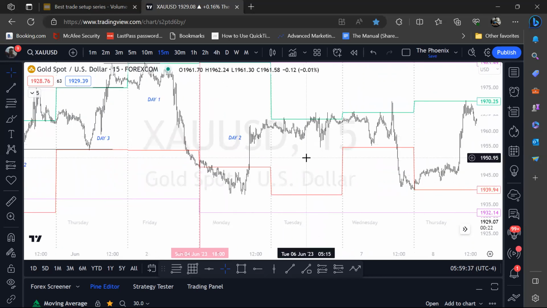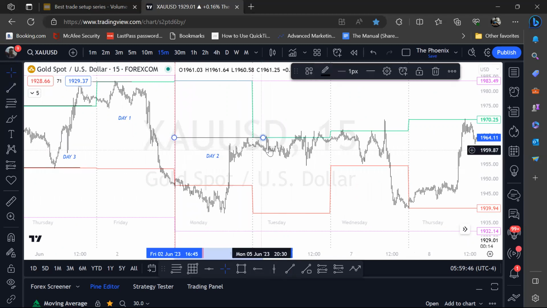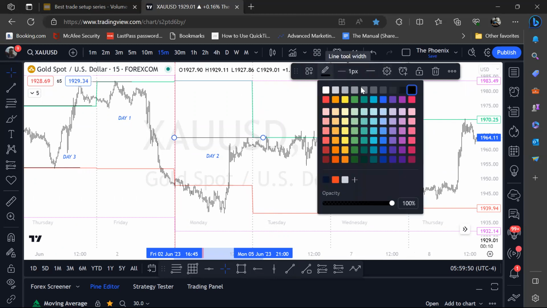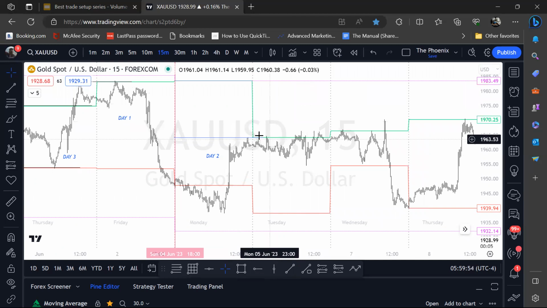We move to Tuesday, where, remembering now that Monday establishes the new range for the week. So let me change the color of this so we can see it. Right, so we now have a new range set for this week, even though we're at day 2 of the cycle coming out of the previous week.